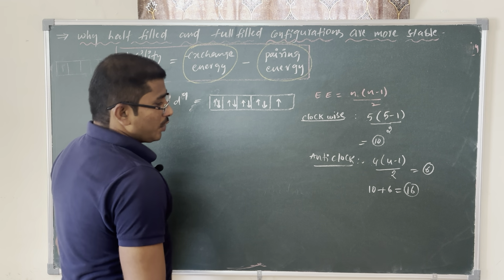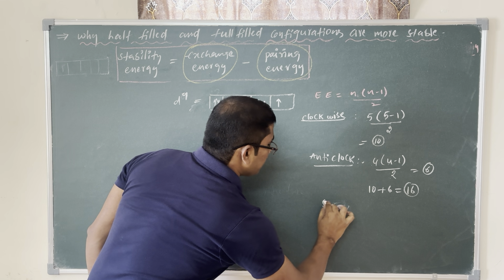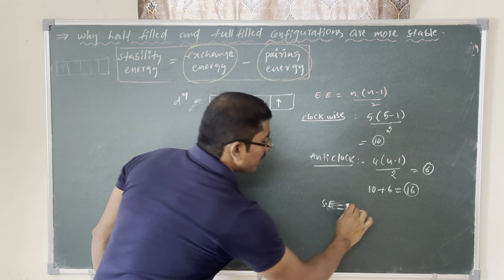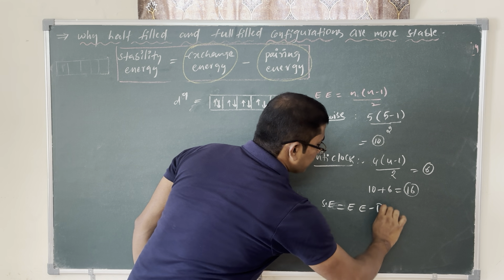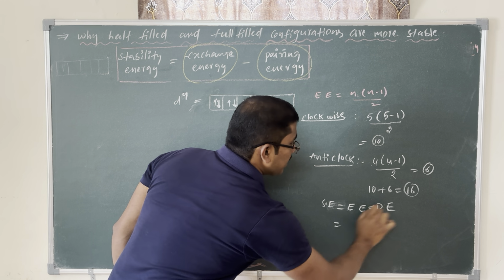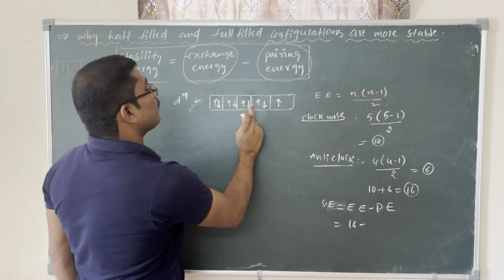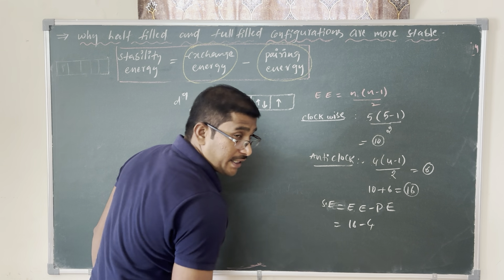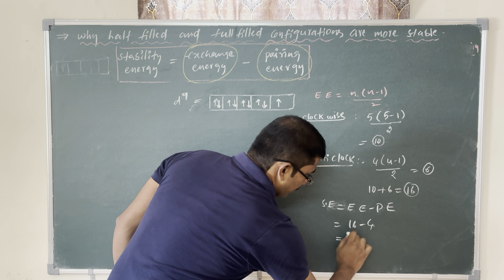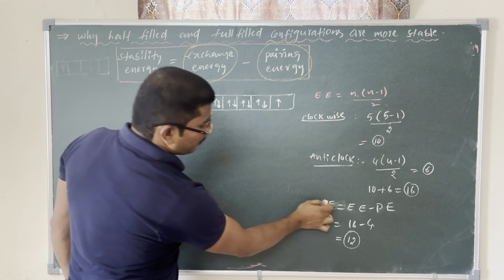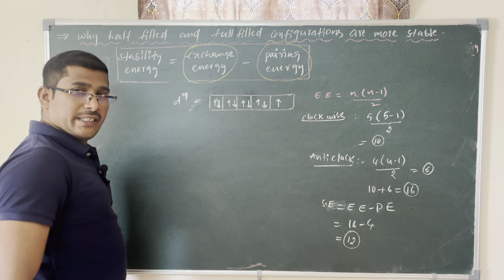Now I am calculating the stability energy. Stability energy is equal to exchange energy minus pairing energy. Exchange energy is 16, minus how many pairs are there? 1, 2, 3, 4 pairs. 16 minus 4 is equal to 12. We are getting 12. 12 is the stability energy for which configuration? The D9 configuration.